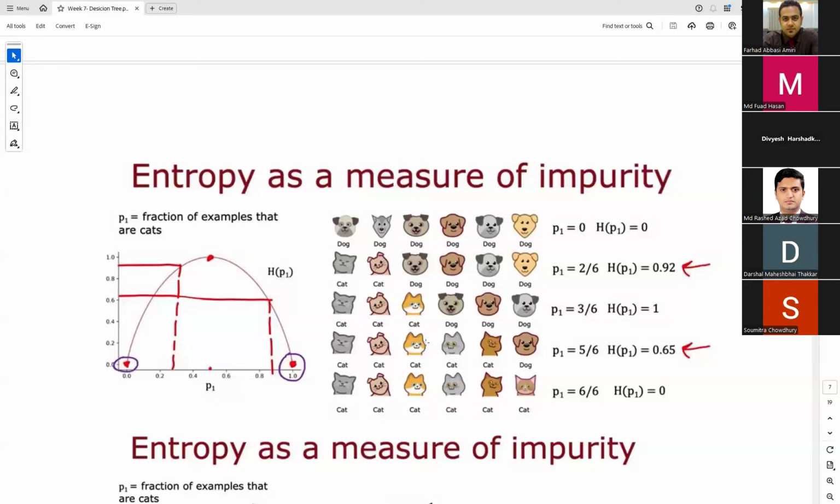And how about this case? We have 5 cats out of 6 animals, 5/6. That is somewhere here, which corresponds to this entropy, 0.65. And in the last case, all of them are cats, 6/6. P1 is 1, this point, which corresponds to entropy equal to 0.